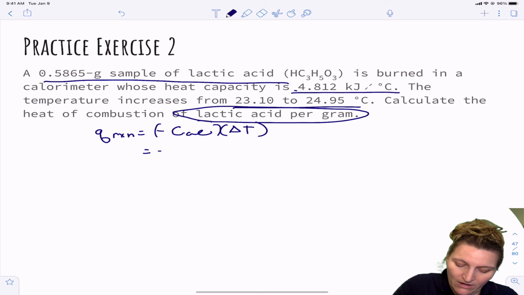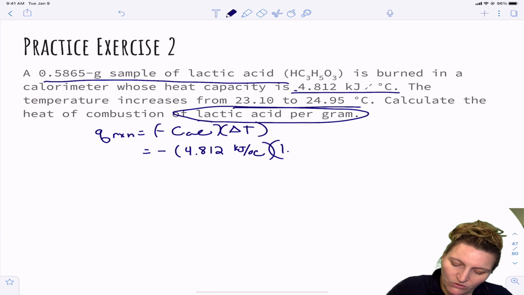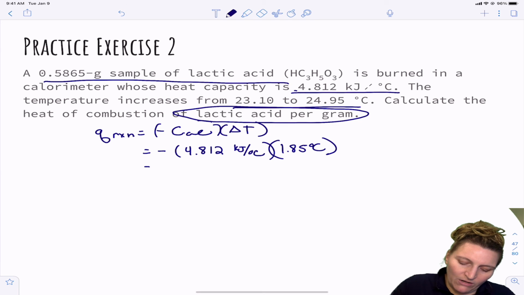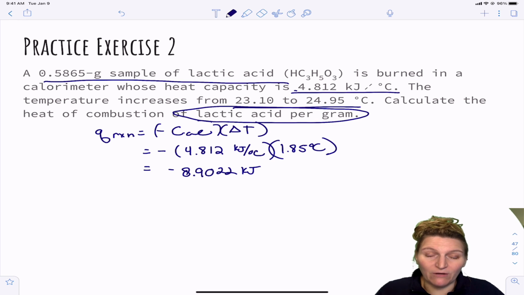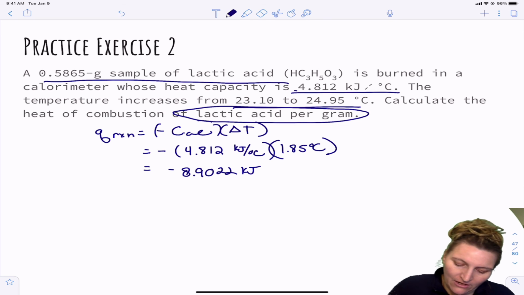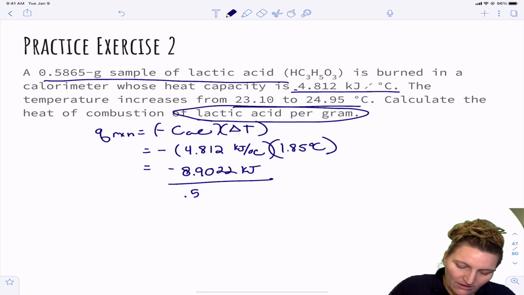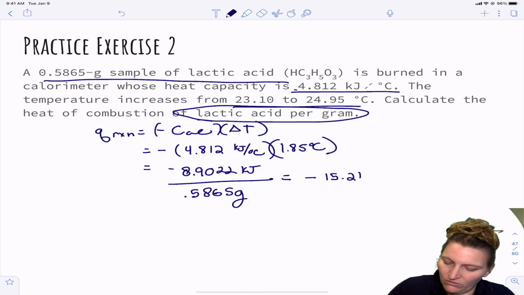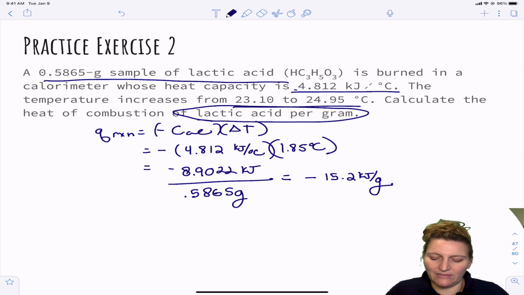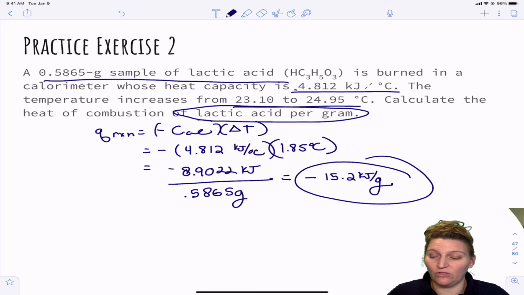Pretty straightforward here. Negative 4.812 kilojoules per degree Celsius multiplied by the change in temperature, which is 1.85 degrees Celsius. When I multiply those two numbers together, I get negative 8.9022 kilojoules. But I've got to look at my answer, because it's in kilojoules. I need to know per gram of lactic acid. So then I'm just going to divide this by 0.5865 grams, and now negative 15.2 kilojoules per gram of lactic acid. So we really need to pay attention to our units here.